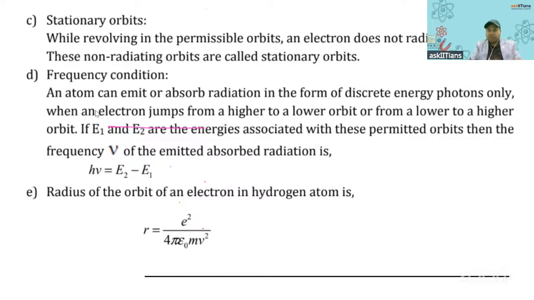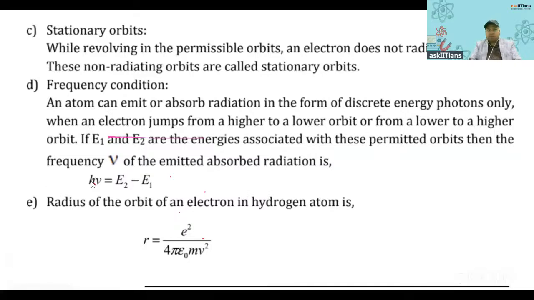Then we have this frequency condition. This postulate you must write, frequency condition and the angular momentum. These two postulates are important, right? This one is important, frequency condition. So it says that when an electron jumps from a higher to a lower orbit, or from a lower to higher orbit also it can go, right? So if it jumps from higher to lower, it will radiate energy, right? And if it goes from lower to higher, it will absorb energy, right?